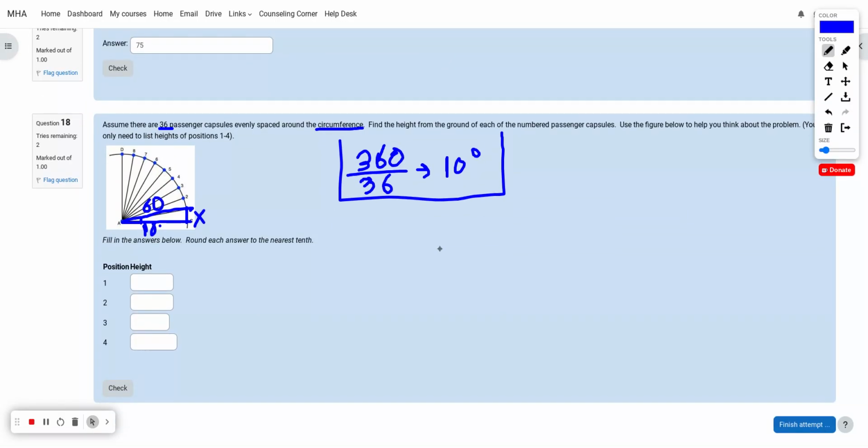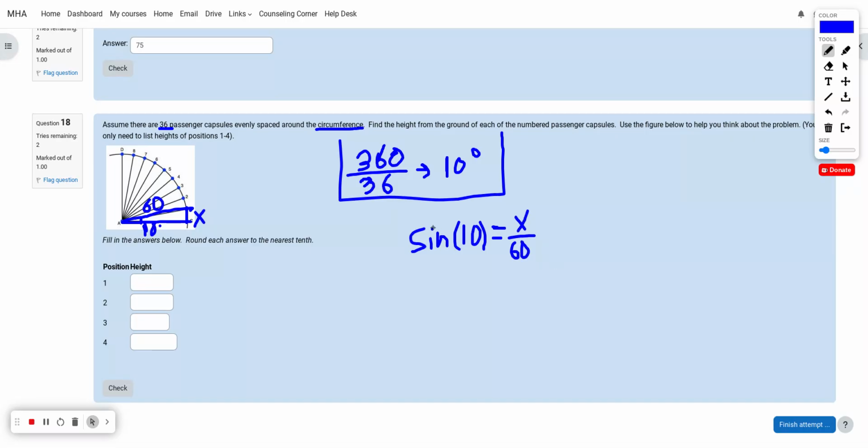Alright, so then we take sine of 10, and then equals x over 60.